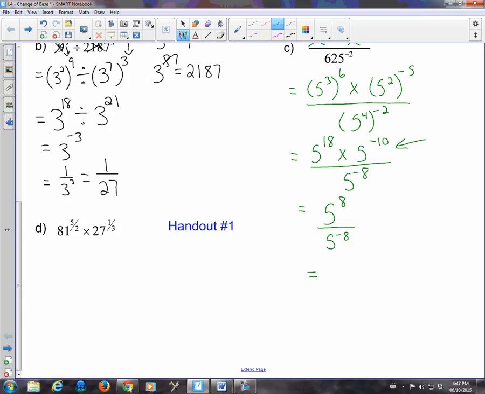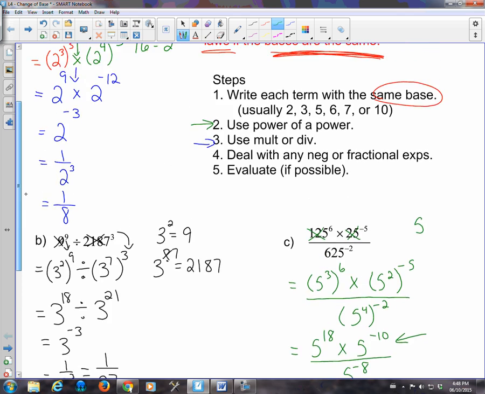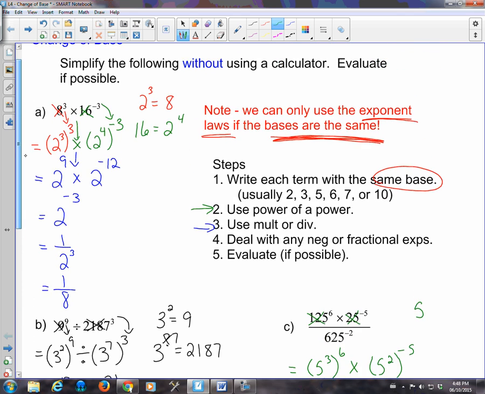And now it's a dividing question. So I'm going to keep my base, subtract my exponents. 8 take away negative 8 will be 16. Remember, be careful with your signs. 8 take away negative 8 is 8 plus 8. And 5 to the exponent 16 is going to be a very, very large number.